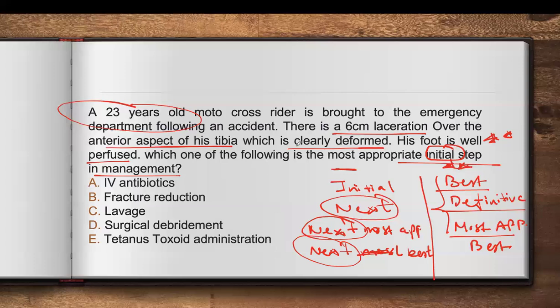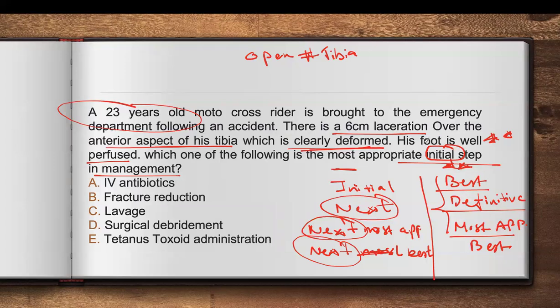So in here, we have got a patient who has a 6 centimeter laceration with a clearly deformed tibia. What does it mean? It means that it is an open fracture of tibia, because when there is a laceration on a deformed bone, it means that definitely there is a fracture, but it is an open fracture. The next thing we look at, how is the neurovascular status? Is there any lack of pulse? Is there any numbness sensation anywhere distal to the injury?